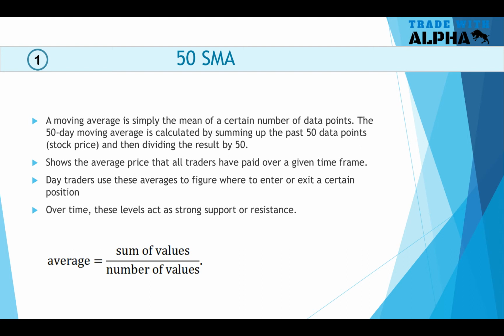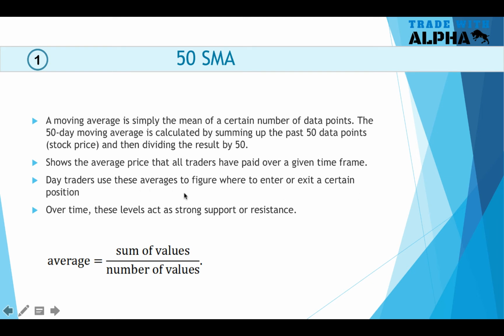It's because it's the time frame that we're looking at. So if you have a 20-day moving average, then you're looking at 20 days, but in this case it's 50 days. So it shows the average price that all traders have paid over a given time frame. Now you have the stock price and then you have a certain number of days. So in one day, the price would be different from the next day or even the previous day. Now what this does is it takes the average by combining all the prices and then dividing by the number of days. Day traders use these averages to figure out where to enter or exit a certain position.